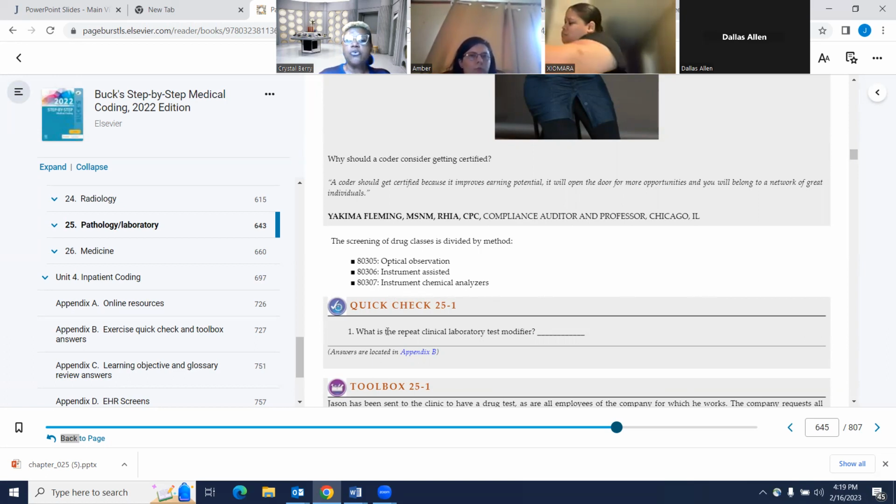So on here, next, quick check 25.1. What is the repeat clinical laboratory test modifier? Remember, when you need to find out what a modifier is, it's located where in your CPT manual? In the front of your book. In the front of your CPT manual are all of your modifiers. So you would look on repeat clinical laboratory test. What modifier is that? 91.